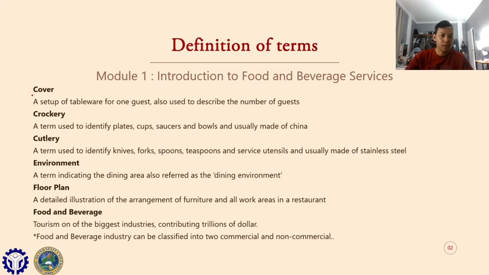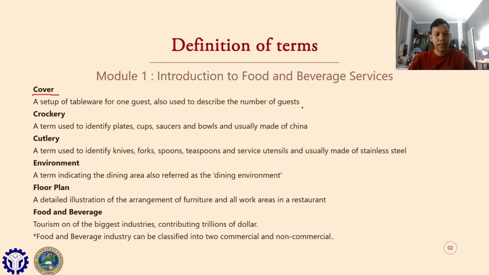Number 1, we have cover. The meaning of cover is a setup of tableware for one guest, also used to describe the number of guests. For example, if you are the server, there is a setup of tableware on the table. And if there's a guest, it will be considered one cover. Every one setup of tableware for one guest is considered one cover.